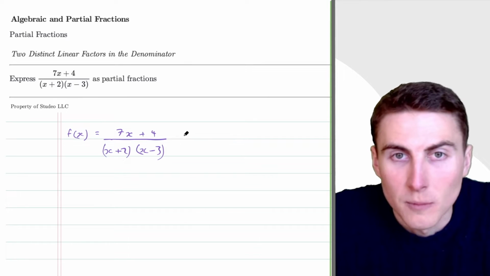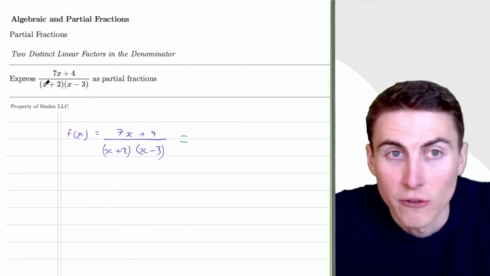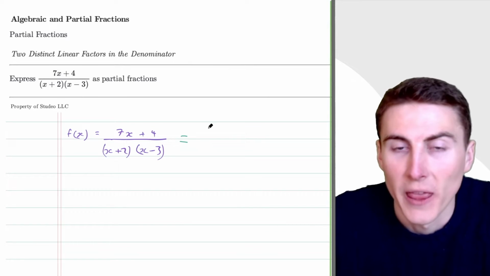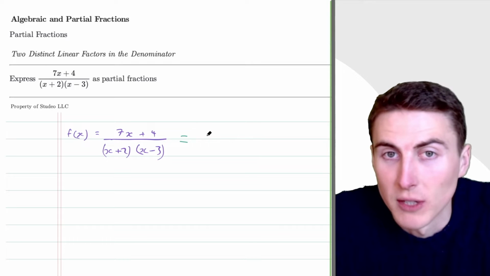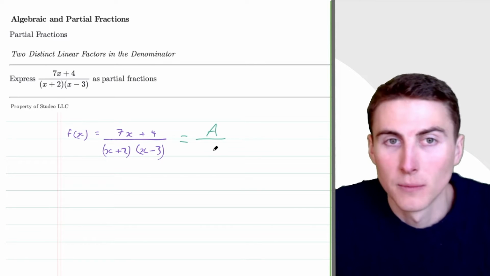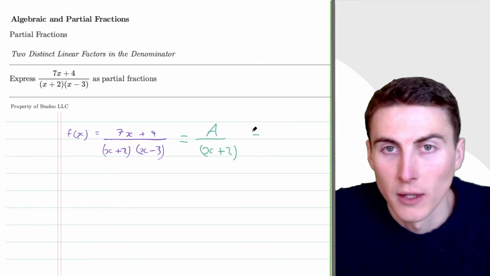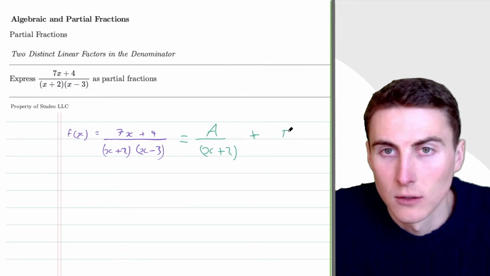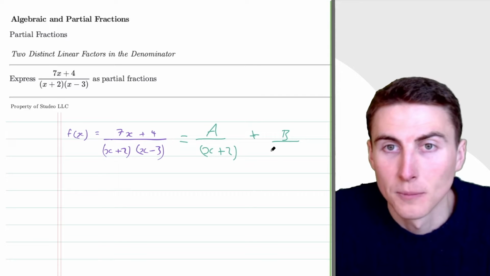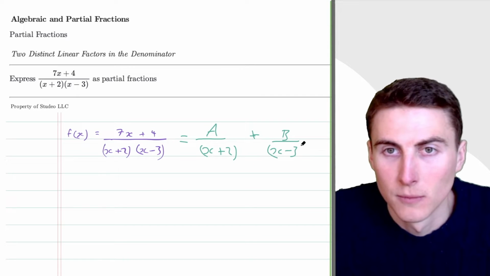And the first thing is you want to write out the fraction that they give you, and then you want to re-express it as A, which represents something, over x plus 2, and B, so just something else we're going to work out, over x minus 3.